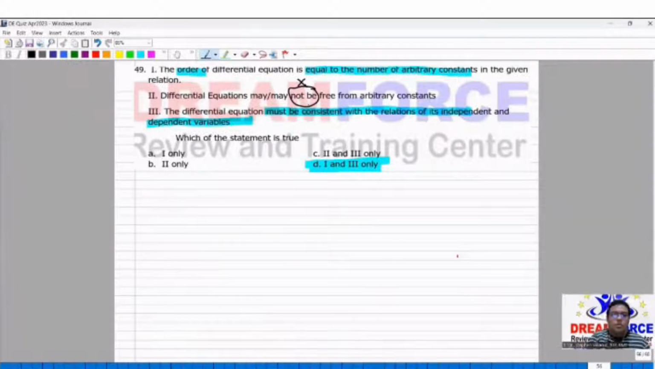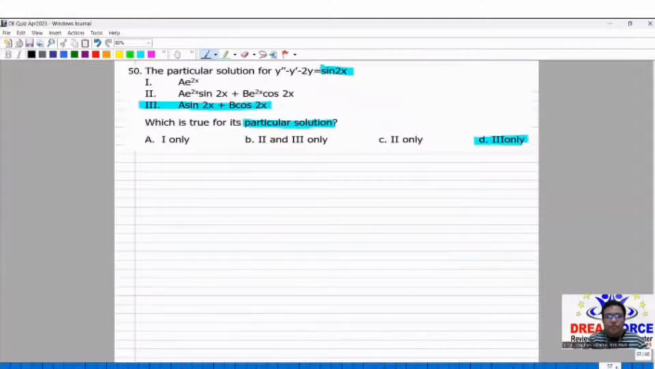Take note. Yung number 2 kasi may or may not. Okay? It should be free. Okay? Free from any arbitrary constant. Always. Okay? So, 1 and 3 lang yung tama. Next, number 50. 3 only. Take note, trigonometric function ito.